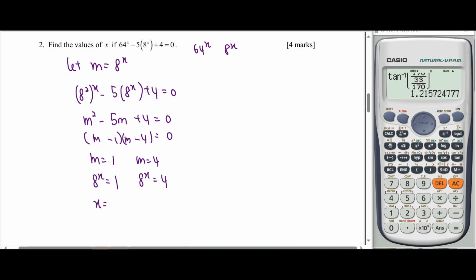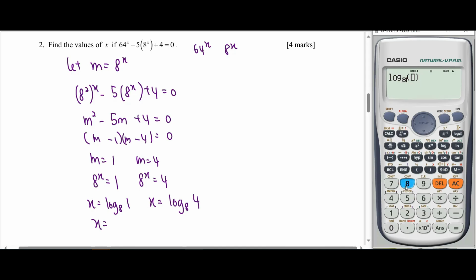To get x, how do we get x here? If you can get it to the same base, yes, we change it. If you cannot, you just take the log. So you can just log 8 for the value 1. Power moves down, your base moves opposite and becomes the log base. Then you can press your calculator: log in base 8 for the value 1. You can get this one is 0. x equals log base 8 for the value of 4. This is 2 over 3.